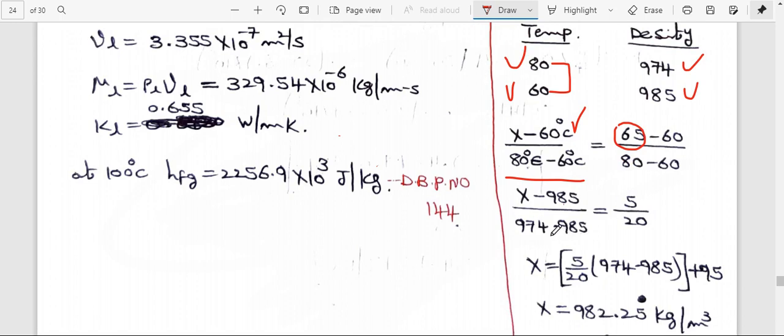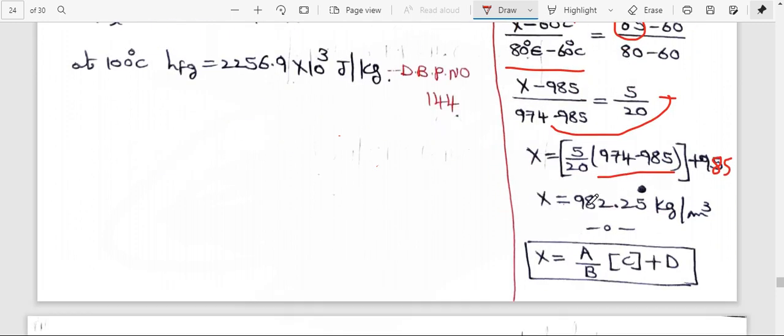We have to calculate like this. I can bring it like this: 5 by 20 into 974 minus 985, plus 985. After simplifying this, we get 982.25.